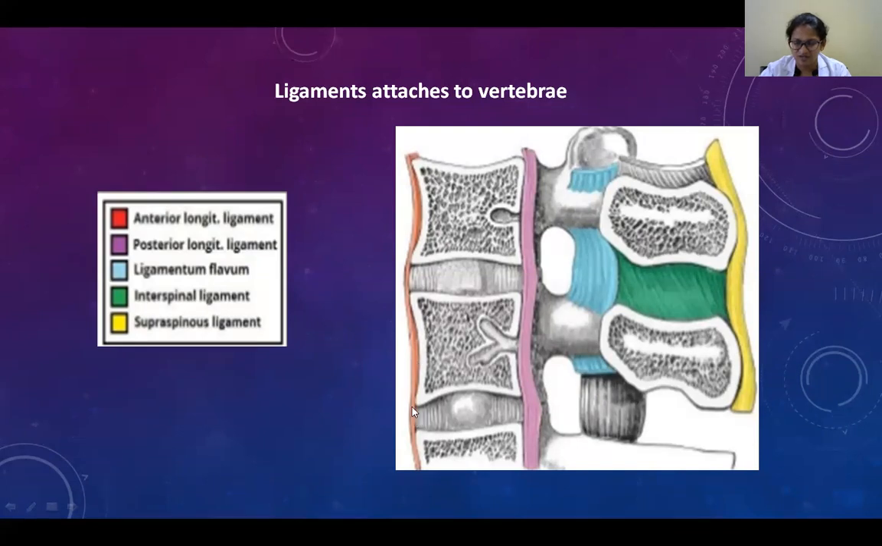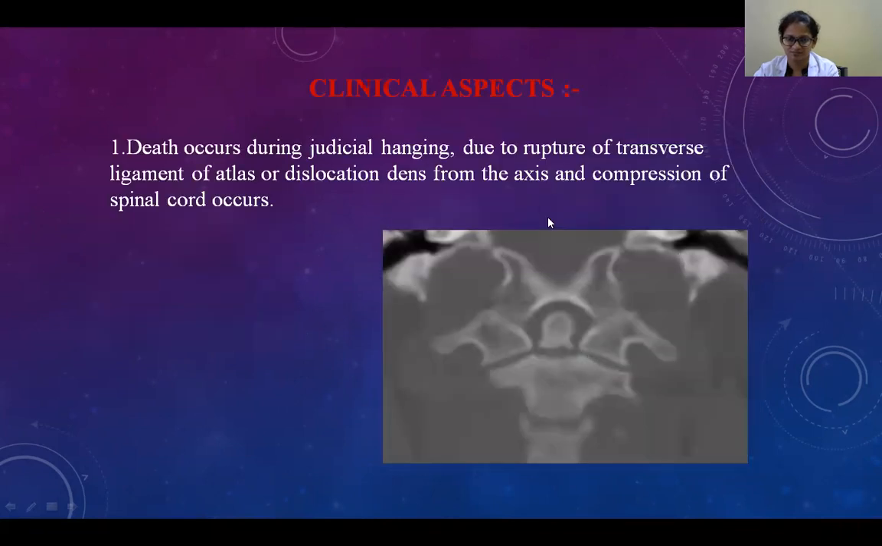The anterior longitudinal ligament is attached to the anterior surface of the body, the posterior longitudinal ligament to the posterior surface of the body, whereas the ligamentum flavum is attached to the upper border and anterior surface of the lamina. Next, this is the interspinous ligament in between the two spinous processes, whereas the supraspinous ligament is attached to the tips of the spinous processes.